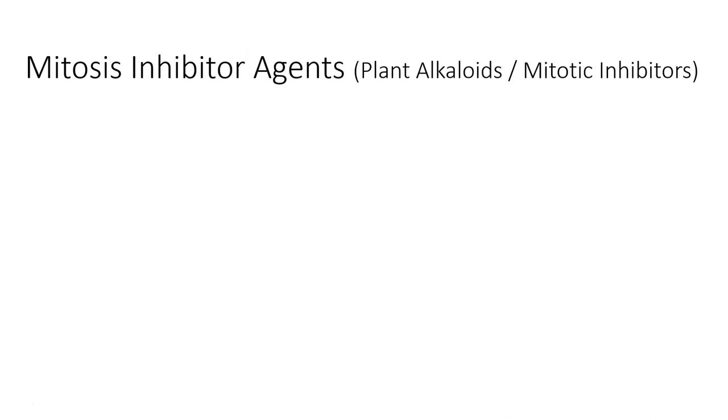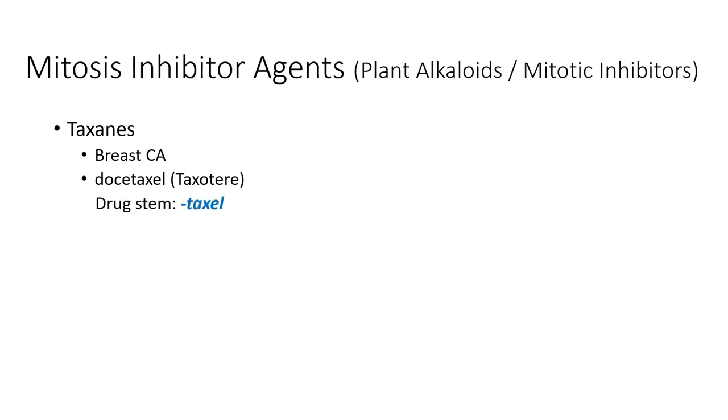So first, we're going to go and talk about the taxanes. So the taxanes disrupt cell division. That's the easiest way to identify them. And they mostly treat breast cancer, and they include drugs like docetaxel, which is known as Taxotere. They do have the drug stem of Taxol. We have to be careful. There are a lot of look-alike, sound-alike drugs. There's paclitaxel, docetaxel, Taxotere. So we have a lot of look-alike, sound-alikes.